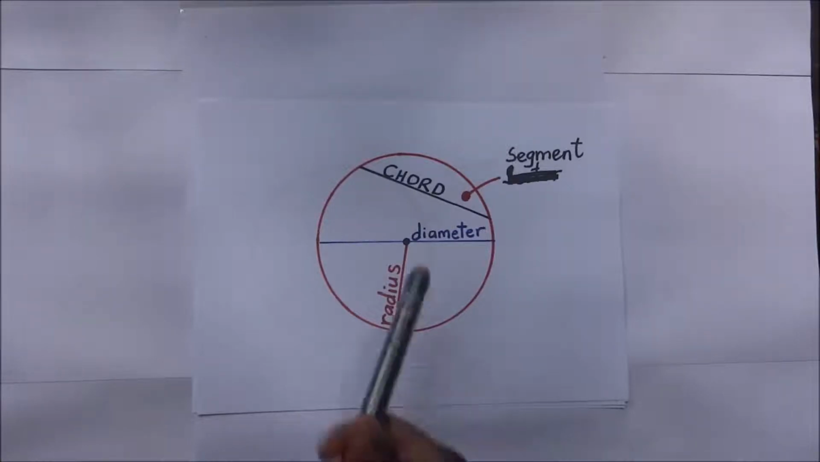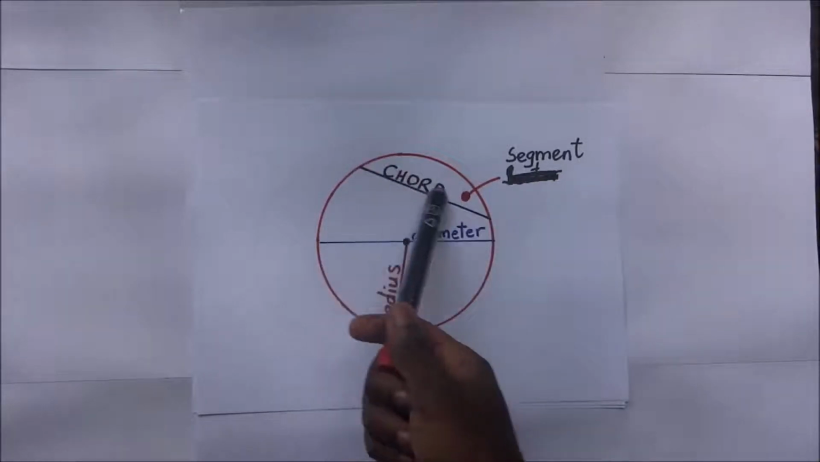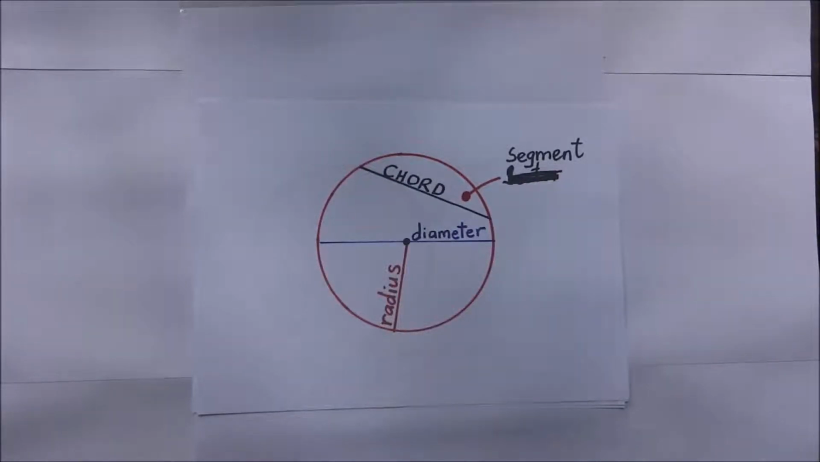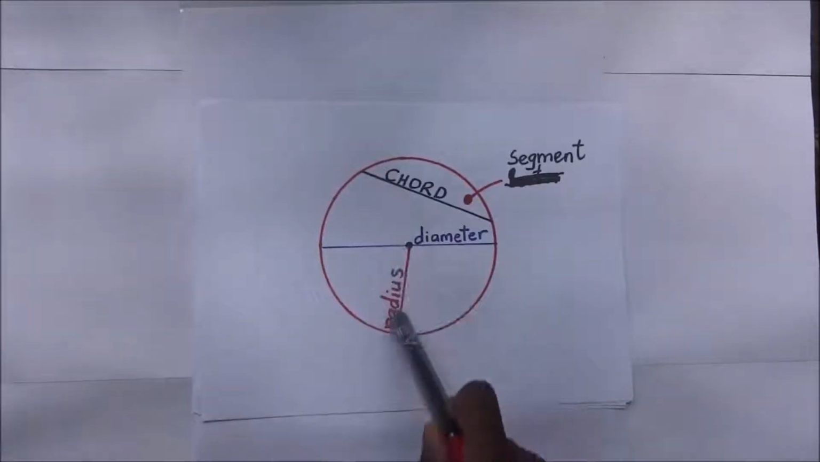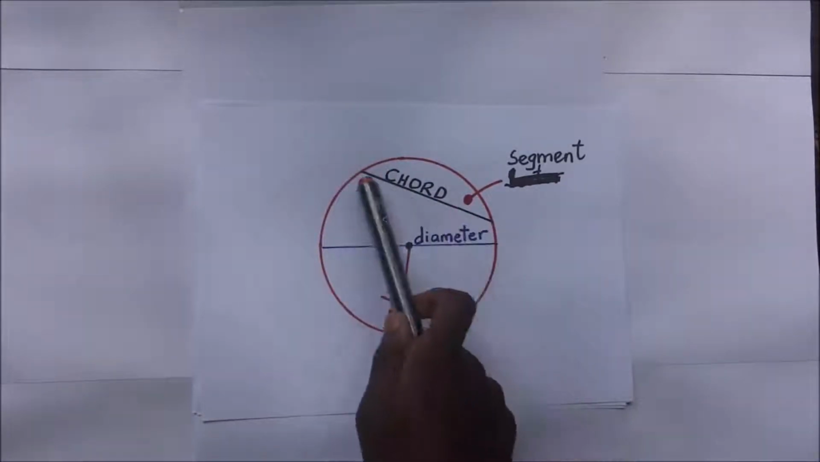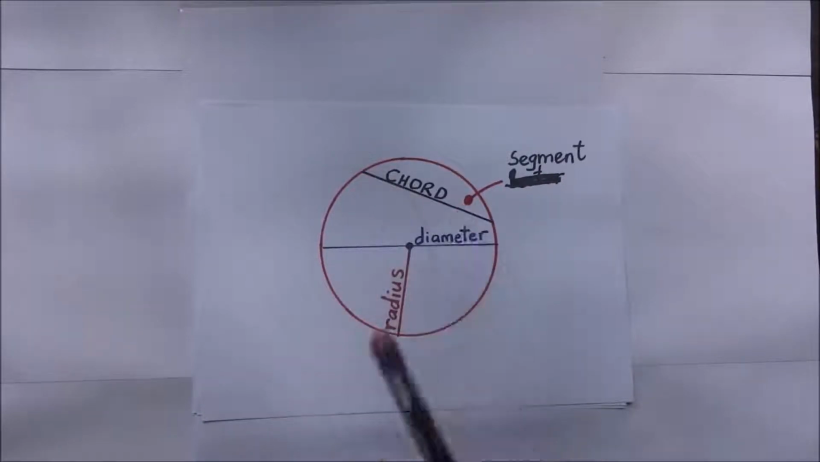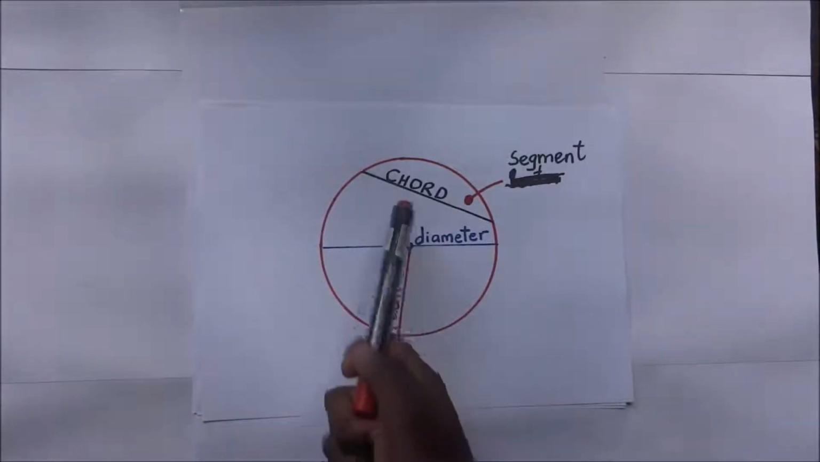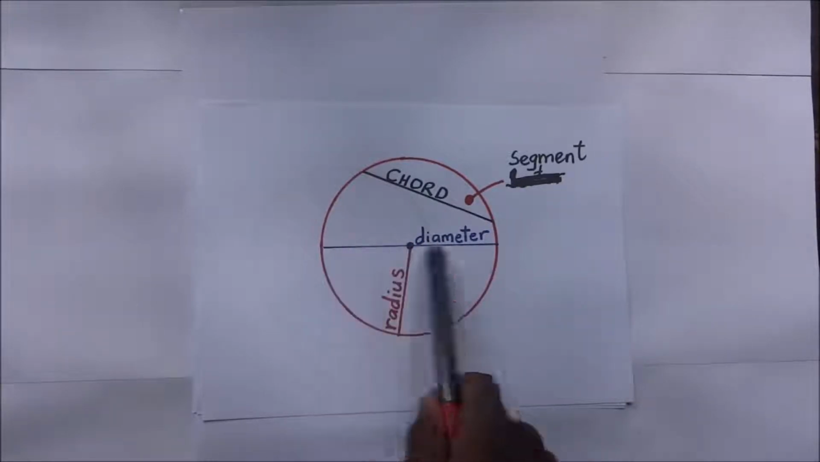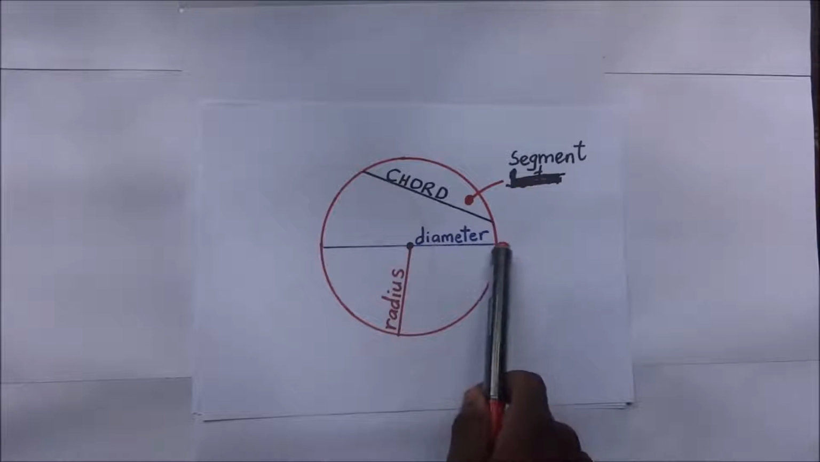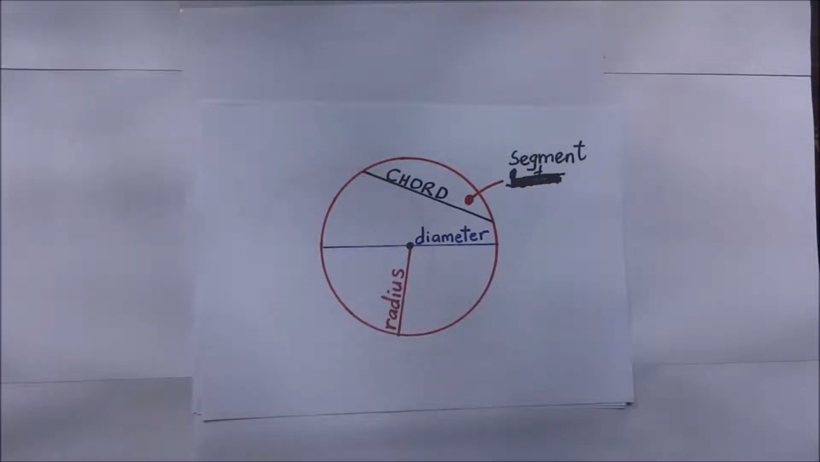Then we have what we call the chord. A chord is simply a line that connects any 2 points of the circumference. So it can run from here up to there, or from here up to there. Any 2 points of the circumference connected by a line we call a chord. And of course, the longest chord is what we call the diameter, because it connects 2 points of the circumference, but it passes through the center. So the diameter is the longest chord of a circle.